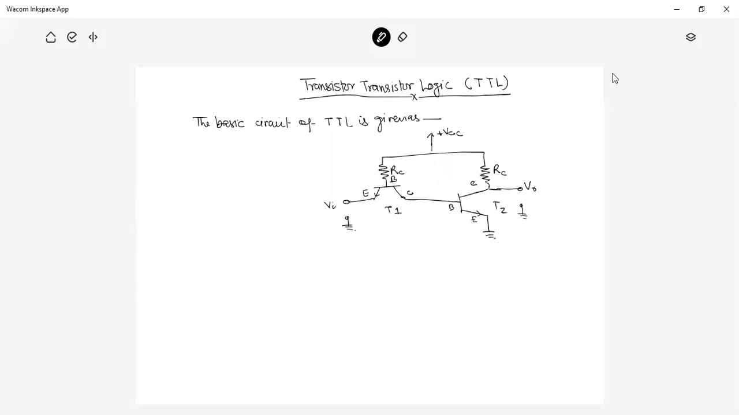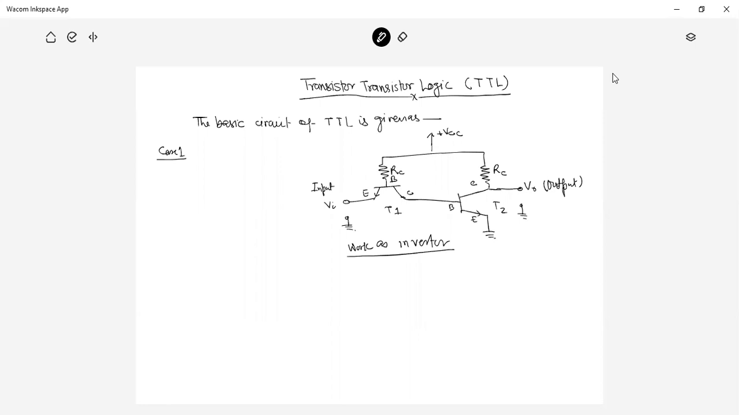Now in this case, this transistor T1 has the input, Vi is the input voltage, and here it is the output voltage. So this transistor works as an inverter. The working of the inverter can be explained by assuming two cases.